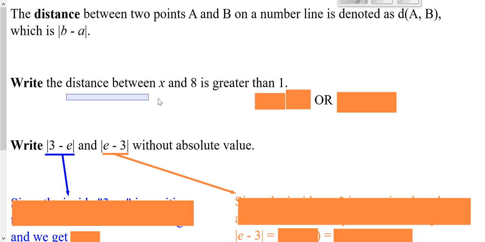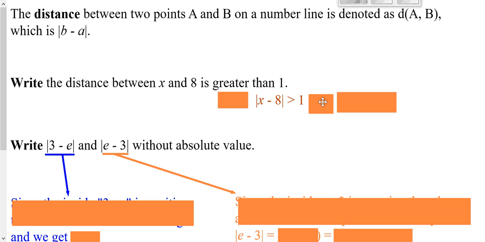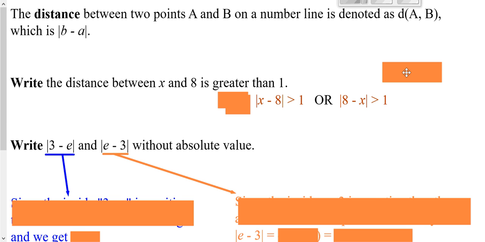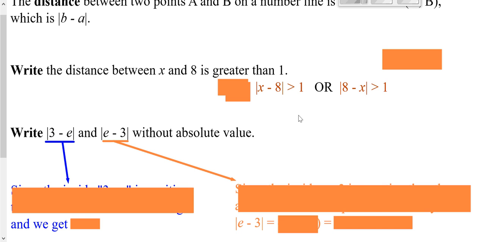So here we're looking for the distance between x and 8. So we have to subtract those. But to ensure that it's positive, we're going to put it in absolute value. Then we want it to be greater than 1. So I'm going to go greater than 1. Now, what we have here is perfectly fine. Because of the absolute value, the x and the 8 could be flipped around. Oops, sorry about that. And you could write this instead. Either one of these would be totally acceptable for this problem.